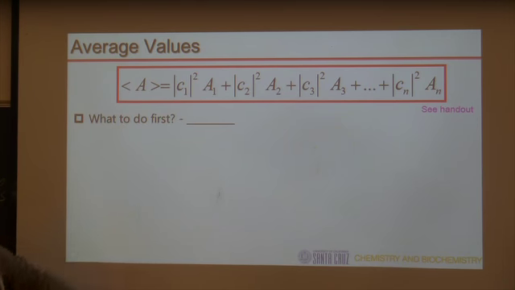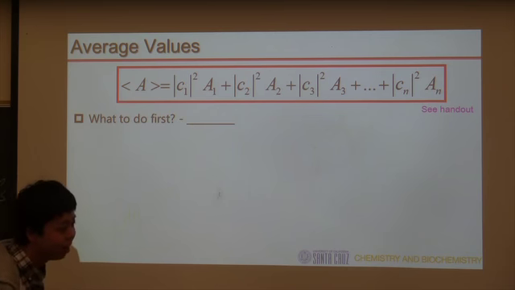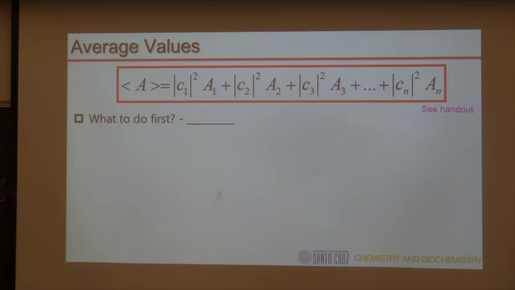So what to do first, if we want to evaluate the average values? I emphasize many, many times. When you do average values, when you do probability calculation, the first thing you need to do is, what? Square it. Okay, you want to square it, but before you square the coefficient, you want to make sure the coefficient is what? Normalized. Normalized, exactly. So don't forget to normalize the wave function first.